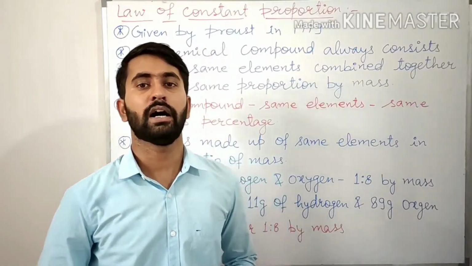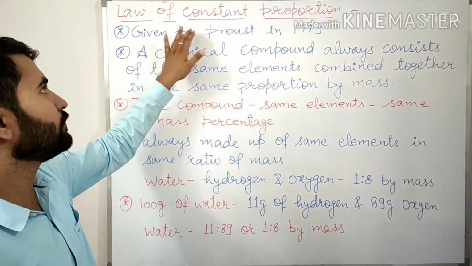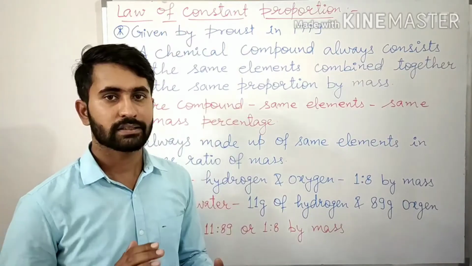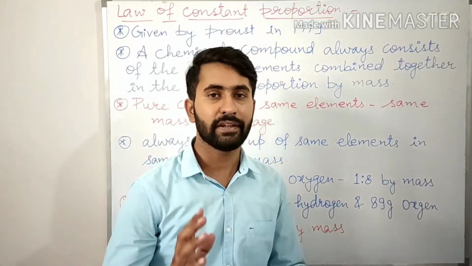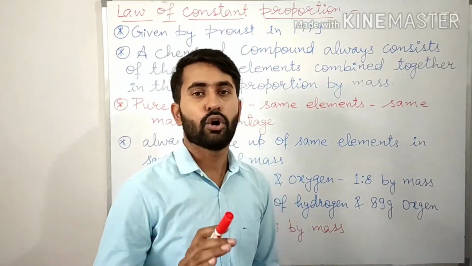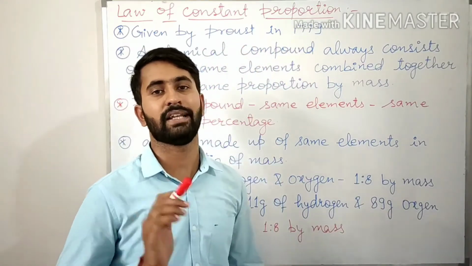Now we will learn another law of chemical combination, that is the law of constant proportion. This law is also known as the law of definite proportion. This law was given by Proust in 1779.